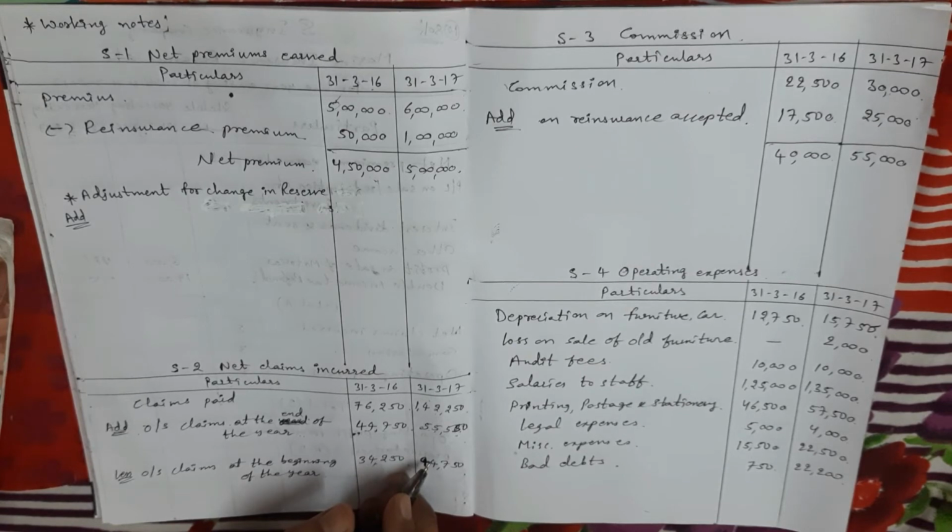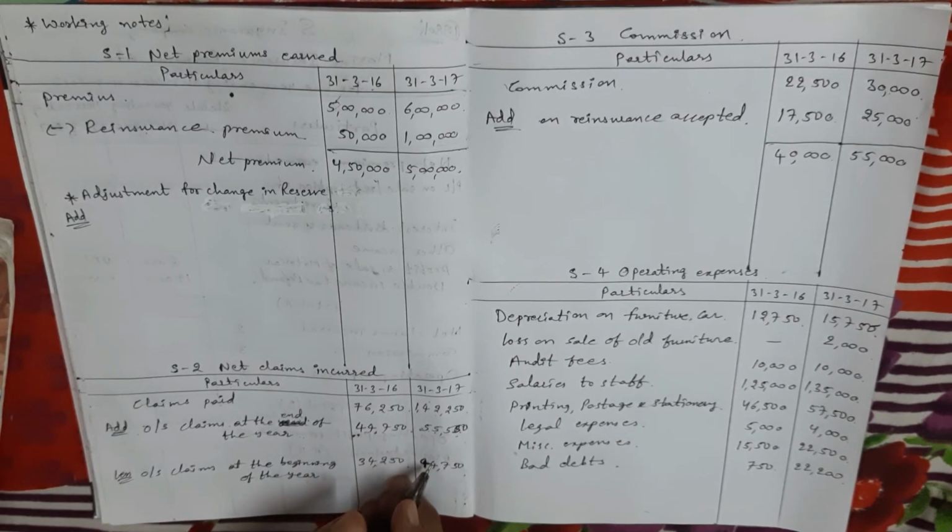Reserve for unexpired risk as on 31st March 2015. So my dear, 31st March 2015 is last year opening. Last year opening is 3 lakhs 20,000 and the additional reserve, also last year opening, is given as 32,000. Only last year opening balances are given. So what we have to calculate are last year closing balances, and present year opening and closing balances.